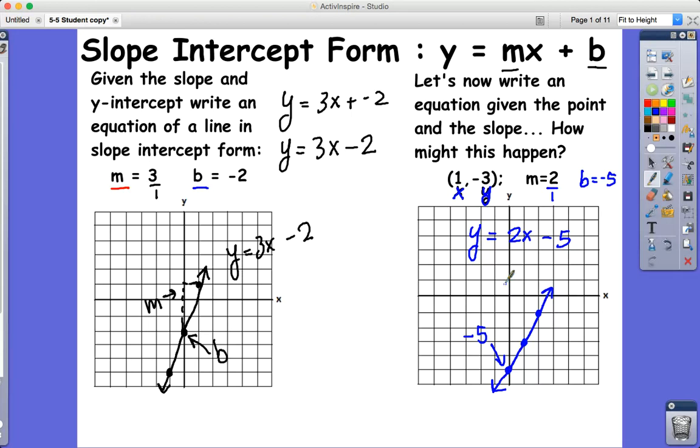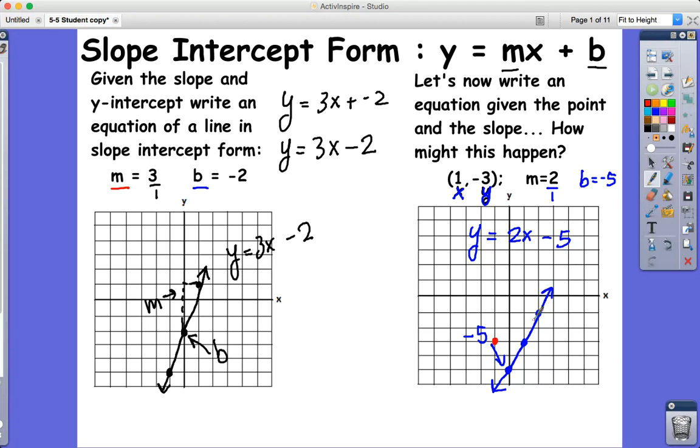But what we're going to learn today is that we're not given a graph every time. And if, by chance, I move this point, say for instance that the slope was 2 over 3, 2/3. Well, then I'll go up 2 to the right 3, and then I go down 2 to the left 3. My line will look something like this.